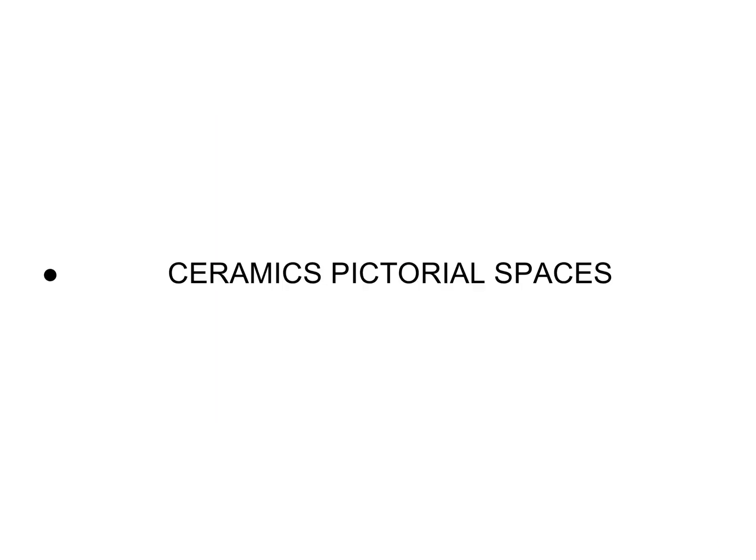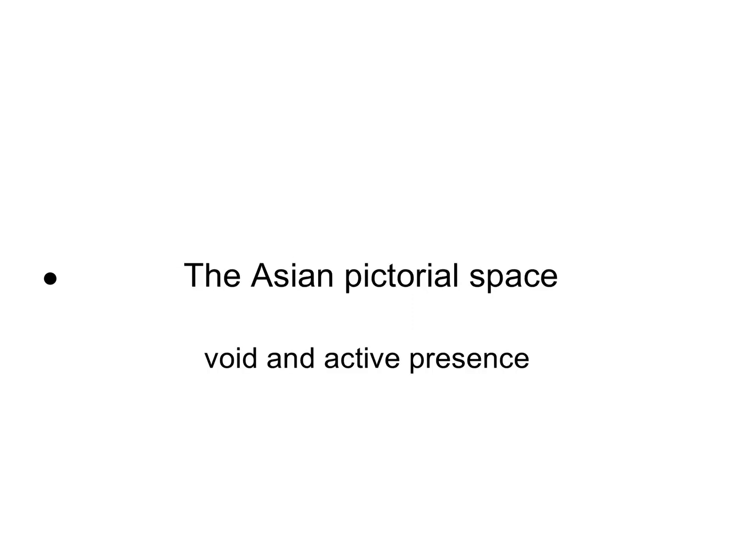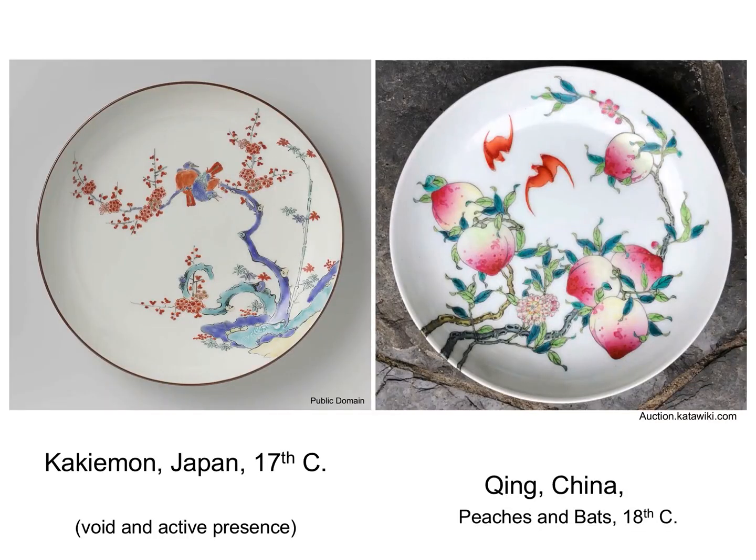So I have here sections on ceramics pictorial spaces specifically, and I want to address first the Asian pictorial space with the use of void and active presence within the work, because this is quite specific to Asian ceramics and quite exciting to consider for a variety of reasons. So you can see on the example on the left as well as on the right that the white empty background is actually part of the image and believably inserted within our experience of that image itself, and I call that active presence.